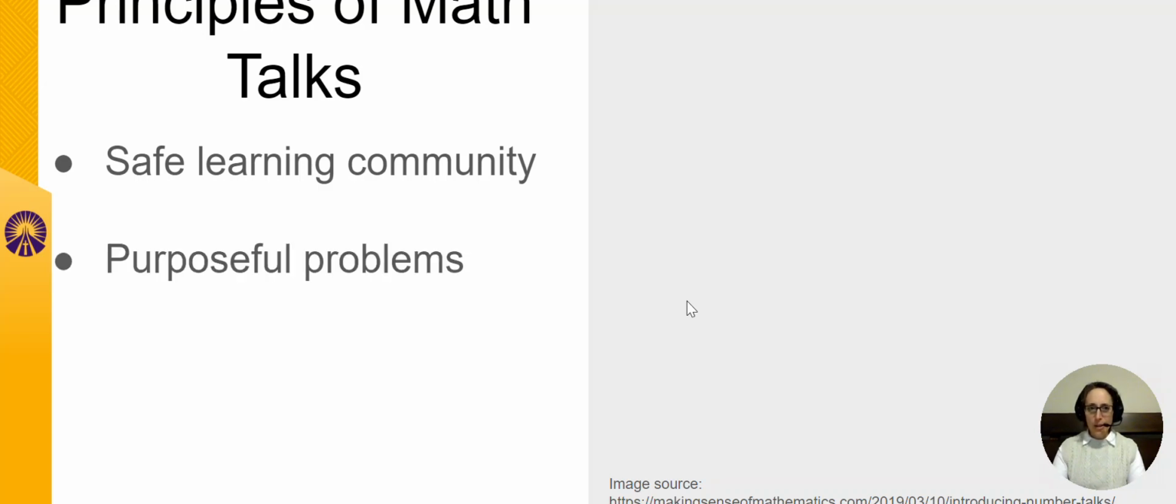Another foundational piece is that the problems are carefully selected. You might be selecting problems so that students are exploring new ideas for the first time, perhaps. Sometimes you might be selecting problems where students are actually applying what they've already learned to a new context.